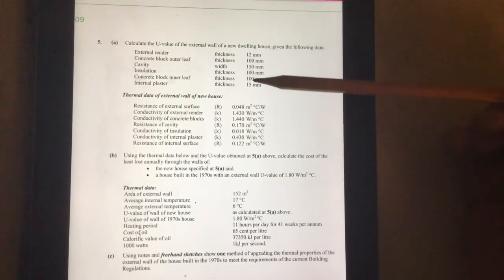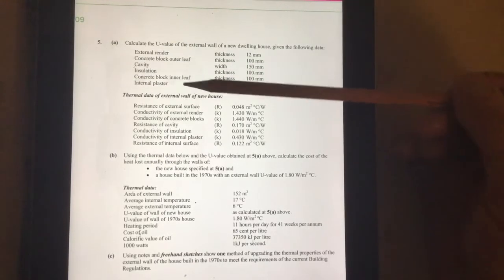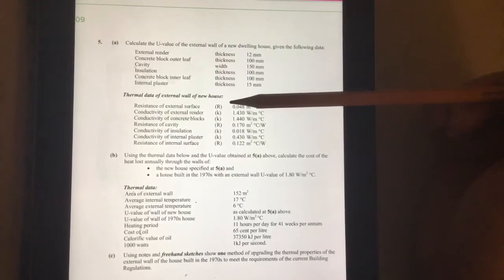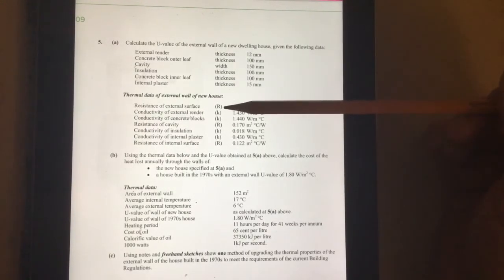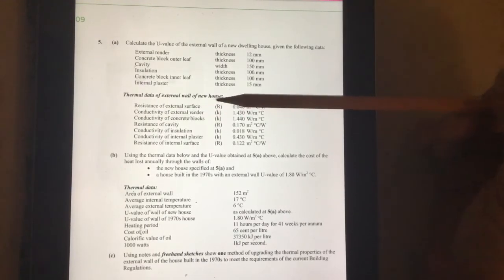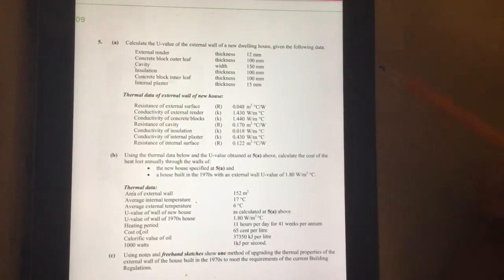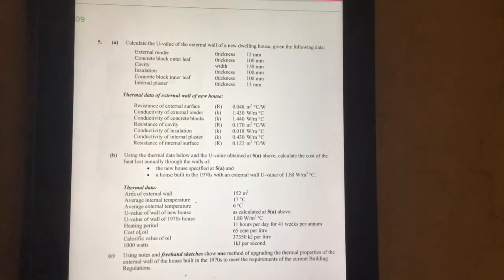So you're given all your thicknesses up on top. So we've got our external render, concrete block, cavity insulation, concrete block, internal plaster, and then we're given the resistance of certain elements or the conductivity. Now in this question, we're given all conductivities and resistances, which is nice. So we also have a couple of things to look out for. Your resistance is what we're looking for. So our resistance of an external surface, my resistance of a cavity, and my resistance of an internal surface. So when I'm doing this question, I'm going to do it in order, starting from the outside and working the whole way in.